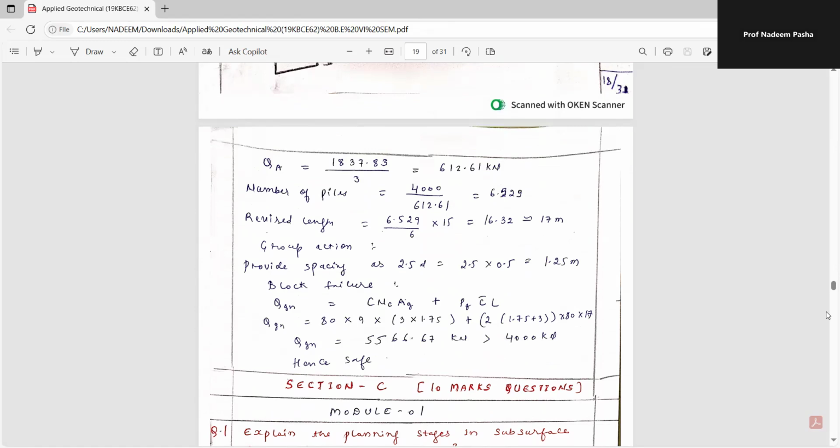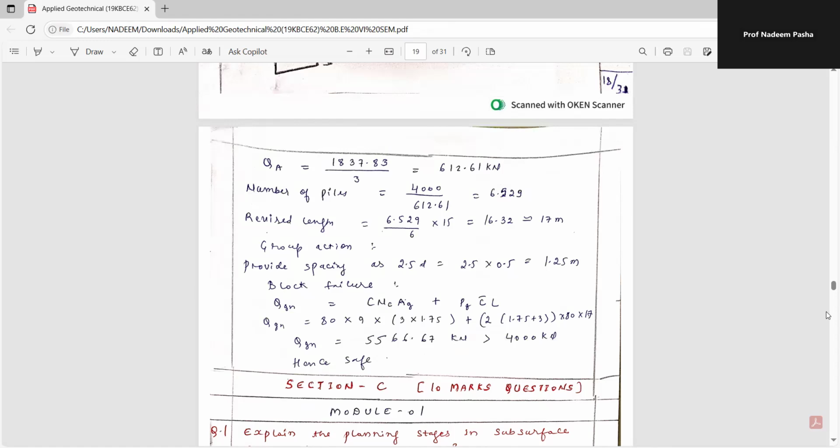The number of piles is 4000 by 612.61, 6.529. Revised length: 6.529 divided by 6 into 15 comes out to be 16.3, equal to 17. Group action. Provide spacing as 2.5 times D. 2.5 times D is 1.25 meter.